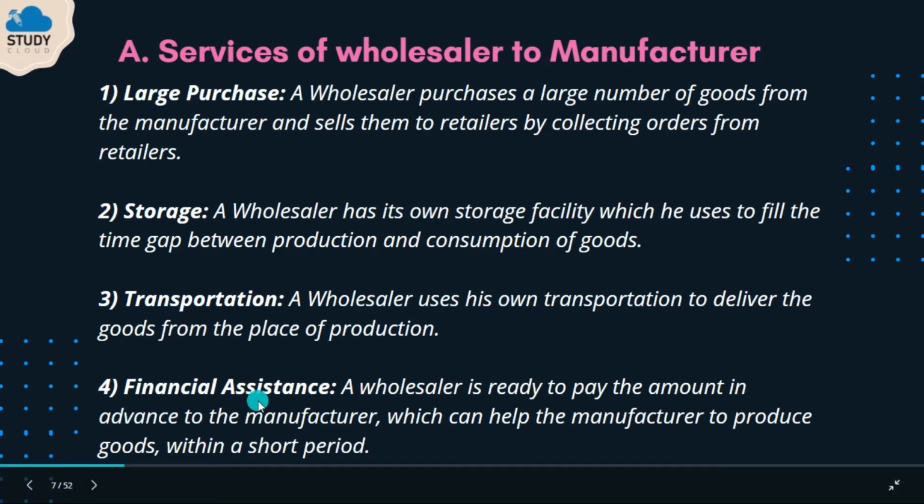Fourth is financial assistance. A wholesaler is ready to pay the amount in advance to the manufacturer, which can help the manufacturer to produce goods within a short period. So the wholesaler can pay the amount in advance to the manufacturer. For example, in the era of COVID-19, the government of India paid advances to the manufacturers of the vaccines to produce vaccines in bulk. So the manufacturer got the amount from the government of India to produce the vaccines. With the help of that amount, they started producing vaccines in a short period of time.